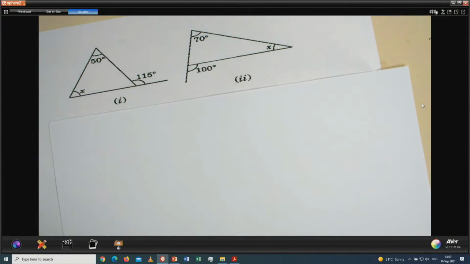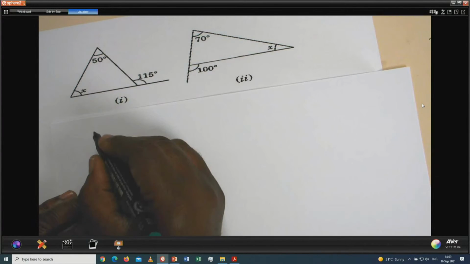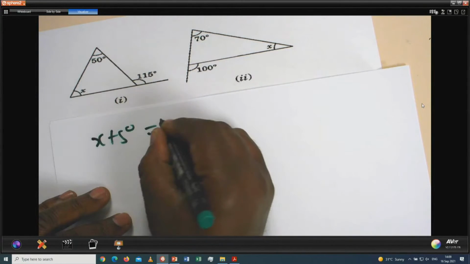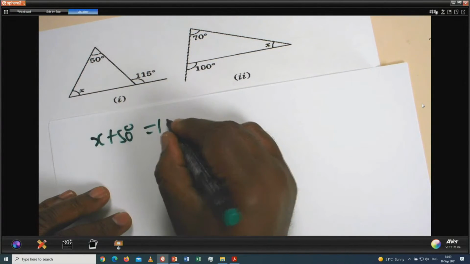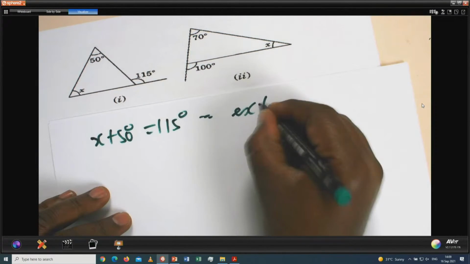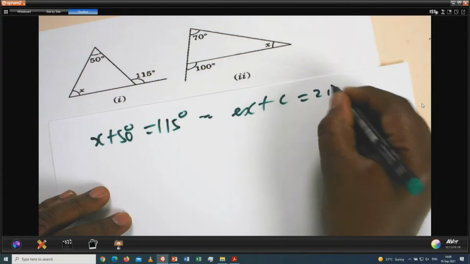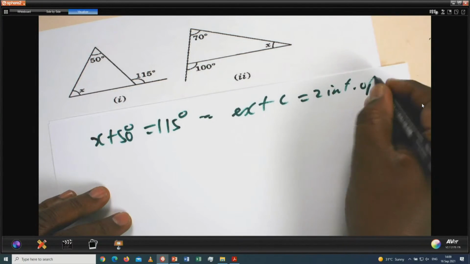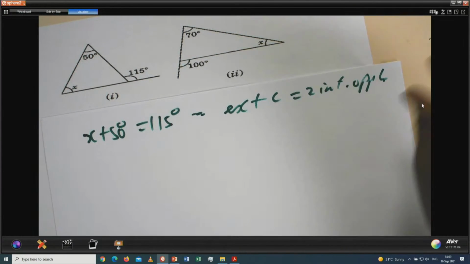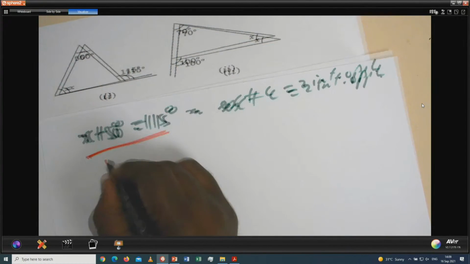That's very, very important. Therefore, we say x plus 50 degrees equals 115 degrees. Exterior angle equals the two interior opposite angles. Remember your statement.